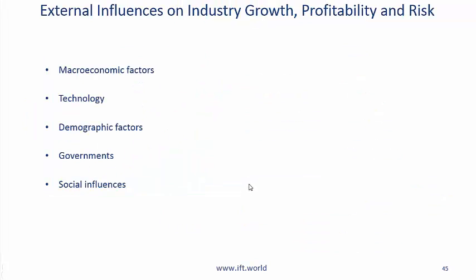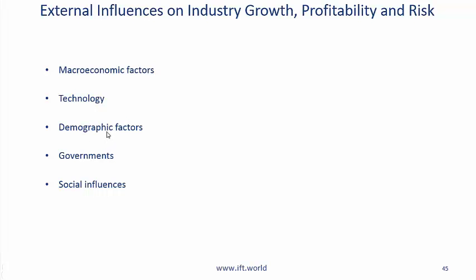We've talked about the 5 forces. Recognize that there are also external influences on industry growth, and these are the external influences. There'll be macroeconomic factors. So how is the overall GDP growth rate impacting a given industry? Simplistically, if the GDP growth rate is high, then most industries will be positively impacted. Sometimes technology changes, and those changes in technology have an impact on industries.